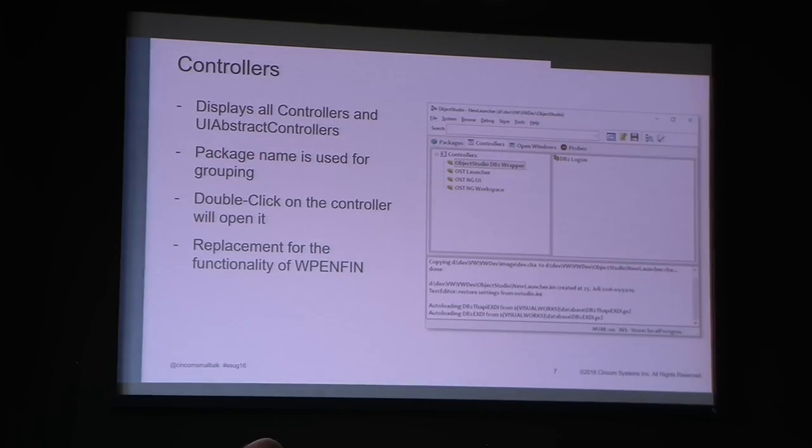The package name right now is used for grouping. We used to do folders that you can name whatever you want. That might be in the future. Right now we use the package names so that we have at least for controls and packages a very similar interface. Double click will open the controller itself, and as I said, it's a basic replacement of the ObjectStudio WPM view controller of that standard view, so that the folks don't think they get left out. And as I said, I'm using this actually quite frequently.